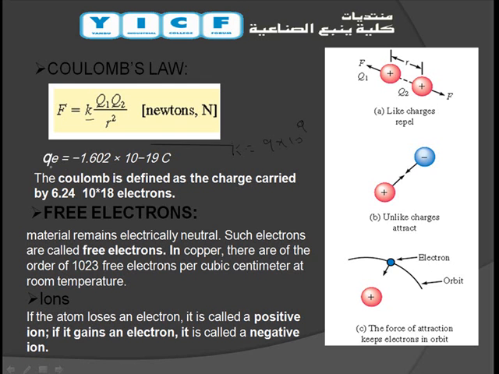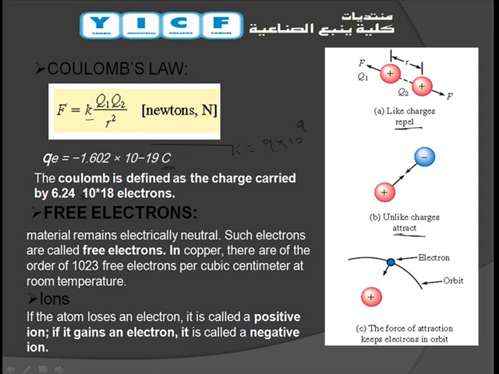And the electrical charge is denoted by the symbol Q, which is equal to -1.602 multiplied by 10 to the power minus 19 coulomb. The coulomb is defined as the charge carried by 6.24 multiplied by 10 to the power 18 electrons. So like charges repel each other while unlike charges attract each other.